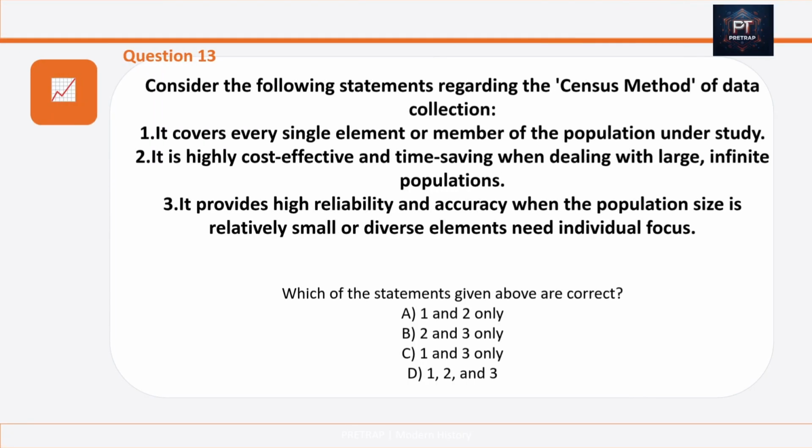And the last question is, consider the following statements regarding the census method of data collection. Number 1, it covers every single element or member of the population under study. Number 2, it is highly cost effective and time saving when dealing with large infinite population. Number 3, it provides high reliability and accuracy when the population size is relatively small or diverse, and elements need individual focus. Which of the statements given above are correct? And the answer is option C.